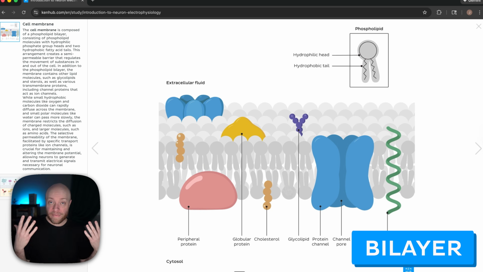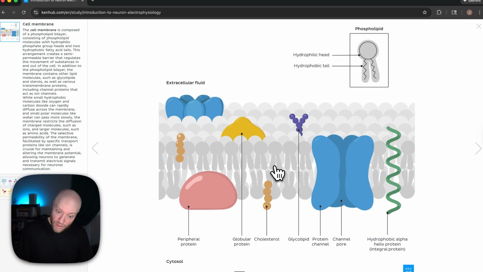So this is a phospholipid bilayer, because you have one on this side, one on this side, and it's going to do a really good job of keeping the water, which inside the cell is called the cytosol. It's more than just water, but for now, just think of it as keeping the water that's on the inside separate from the water that's on the outside.